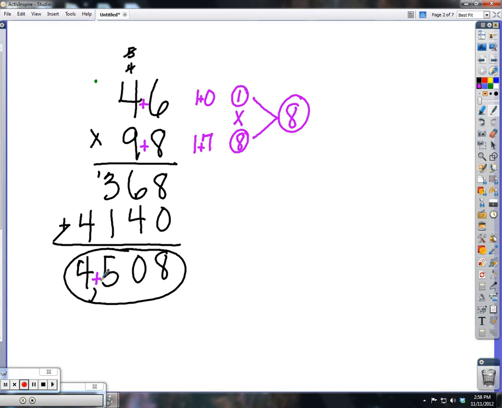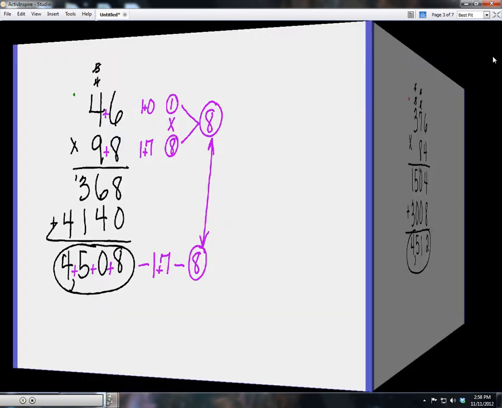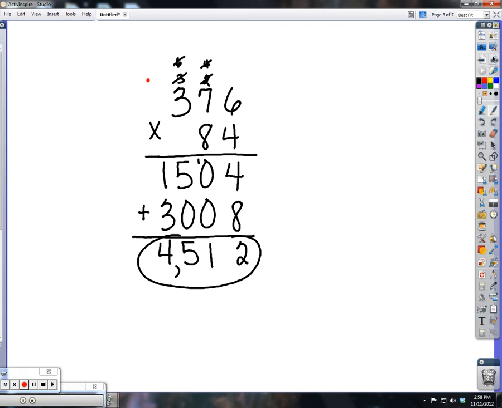4 plus 5 is 9. 9 plus 0 is 9. And 9 plus 8 is 17. I have to repeat the addition to get to a single digit number. 1 plus 7 is 8. My digital root is 8, and it matches the single digit 8 up at the top. Now, let's look at yet another example.